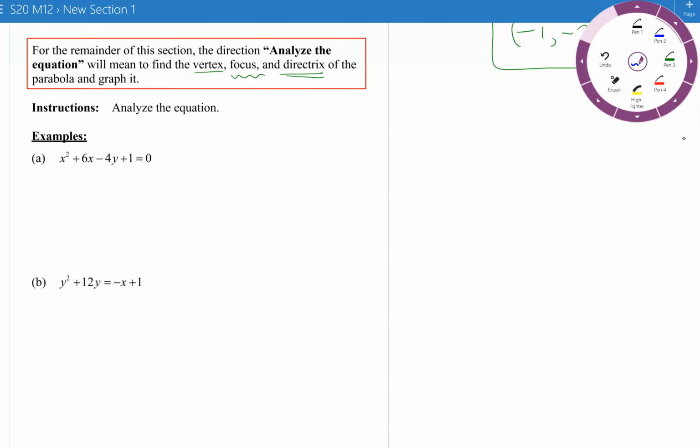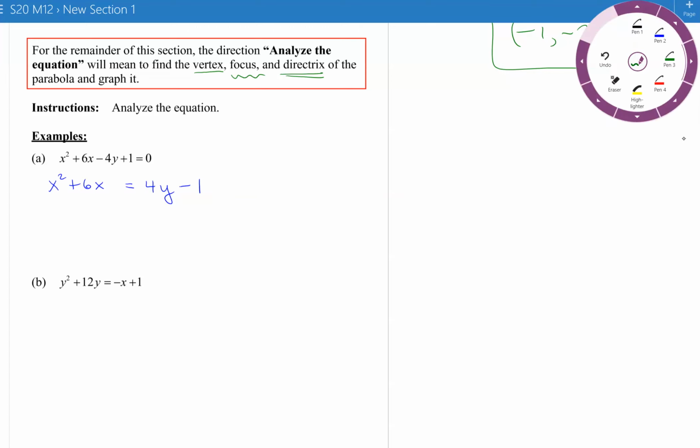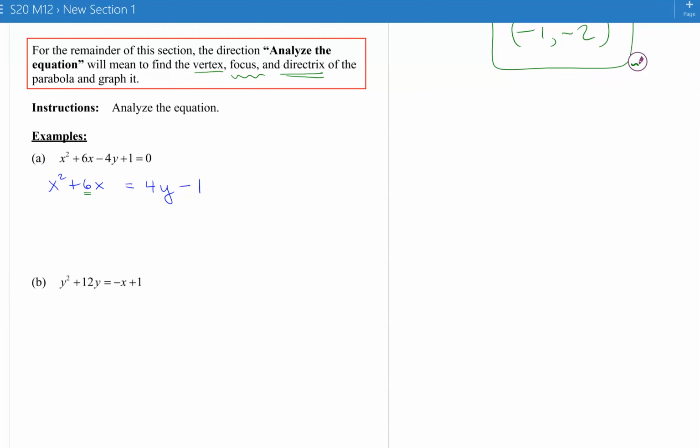Analyze the equation. So here I have x squared plus 6x. And I know I want the squared stuff on one side and the stuff that's not squared on the other side. And I need to complete the square here because I know the shape of what I want to have is x plus or minus something quantity squared. So I take my 6 and cut it in half. That's 3. Square that to get 9. So I'm going to add 9 on the left. So I also need to add 9 on the right.